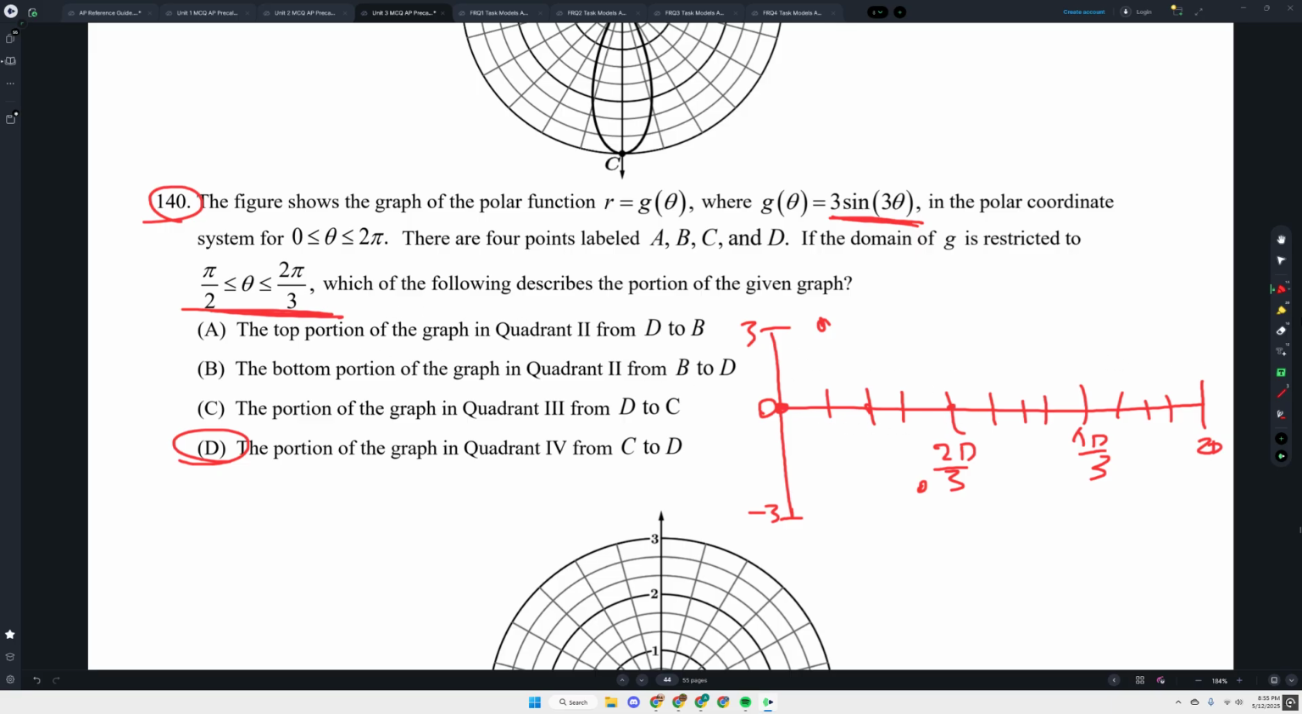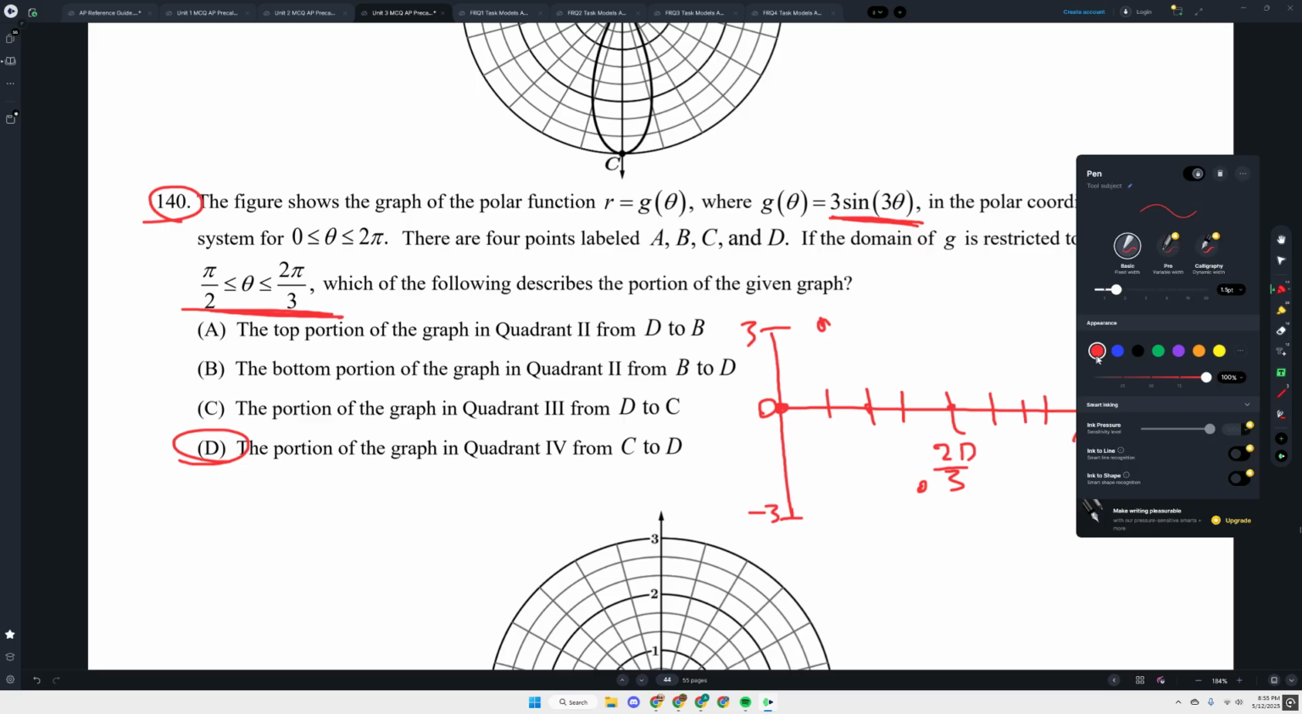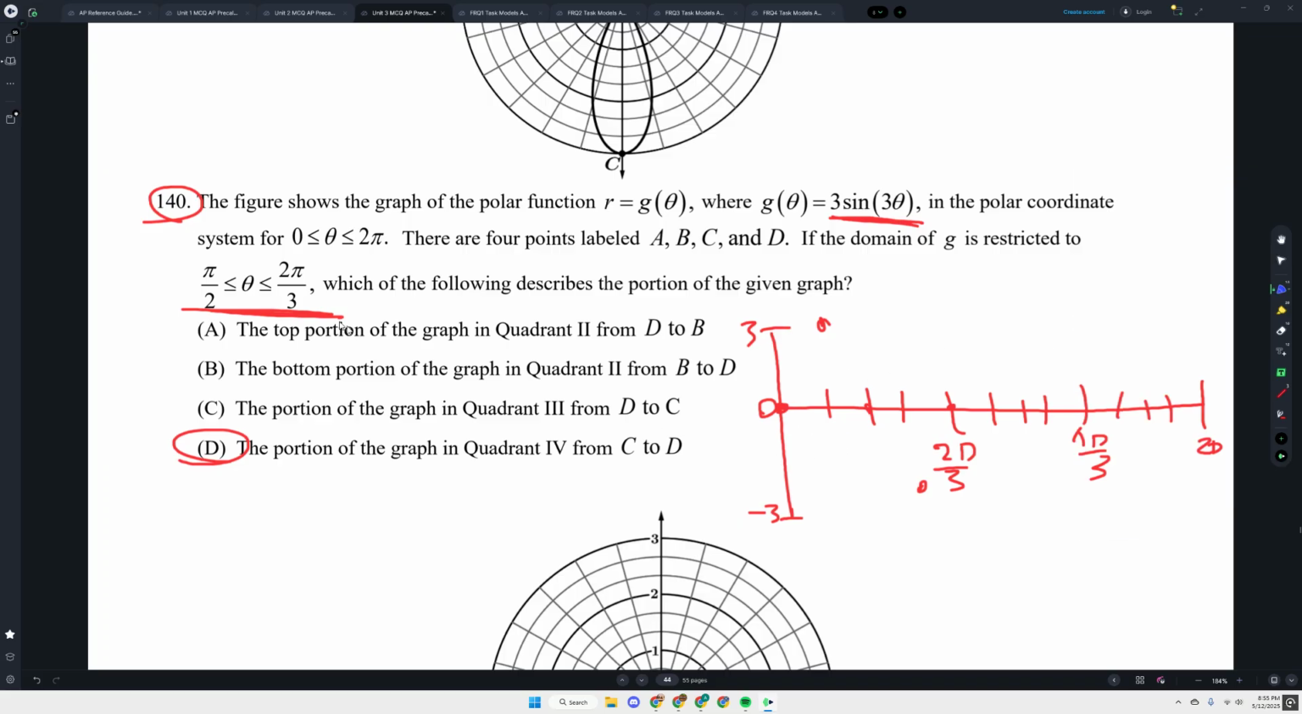So from here, I'm going to change color so people can see what I'm highlighting. It says pi over 2, so half of this would be pi over 3, this would be pi over 6, and this would be pi over 2. So that means we're looking at this section right here.